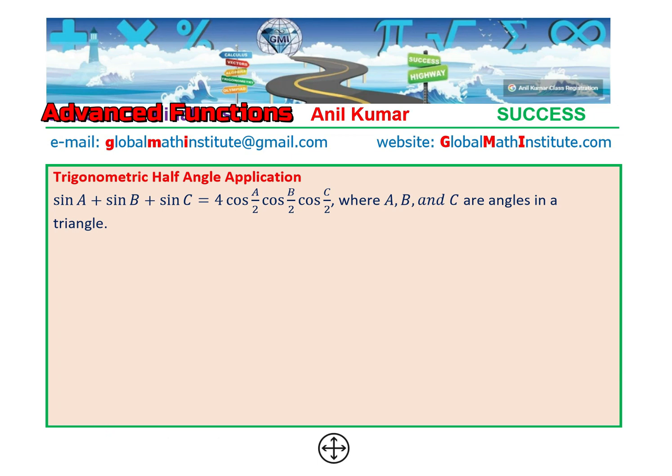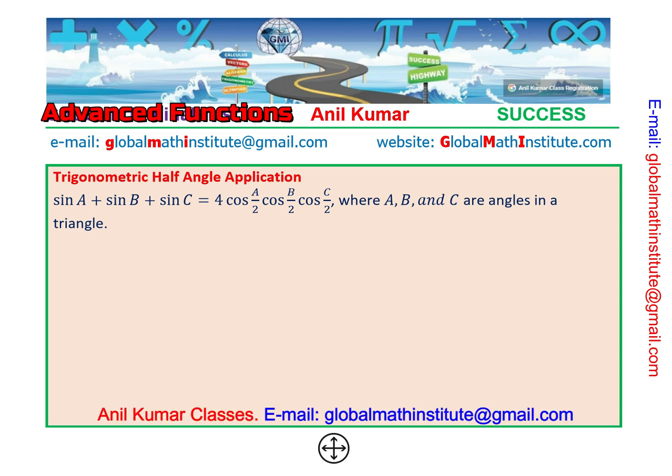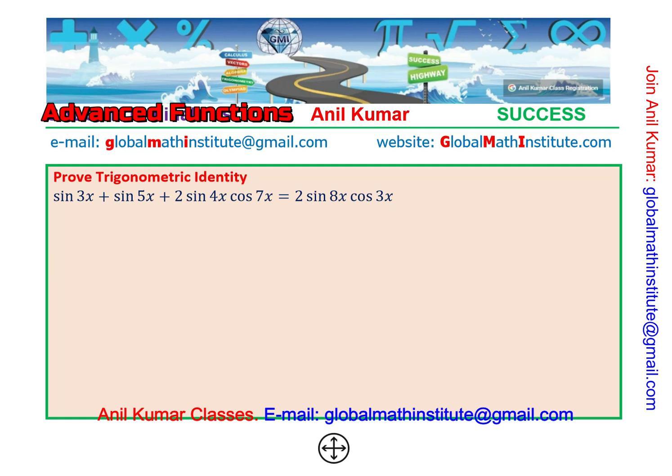Question number 18 is trigonometry; compound angle and half angle formulas will be used here. Sin A plus sin B plus sin C equals 4 cos A by 2, cos B by 2, cos C by 2, where A, B, and C are angles in a triangle. So this is an identity which you need to prove. Question number 19 is sin 3x plus sin 5x plus 2 sin 4x cos 7x equals 2 times sin 8x cos 3x. Prove this identity.